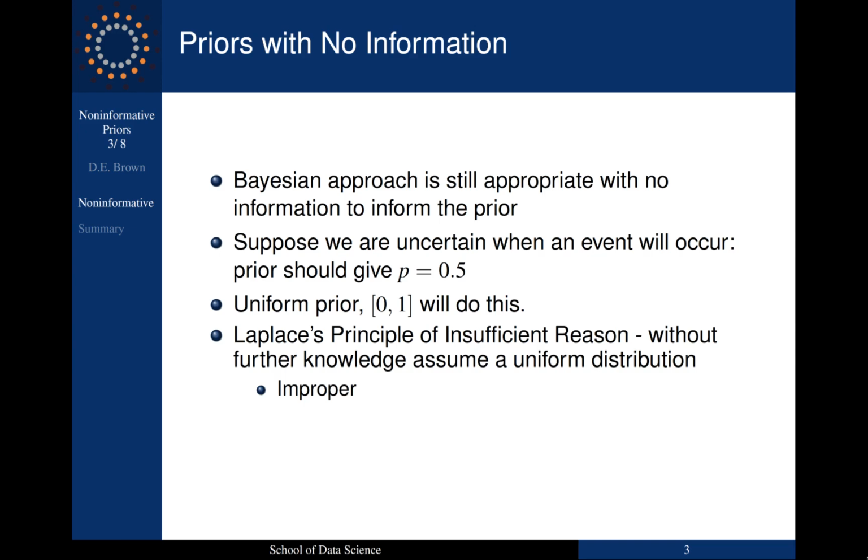There are three problems with Laplace's principle that people have argued about over the last couple hundred years. The first one is that it leads to improper priors and improper distributions. The second one is that it's not coherent. And the third is that it's not invariant under transformations. So let's take a look at each of these three and show why we can still use Laplace's principle, and it works quite effectively for us.